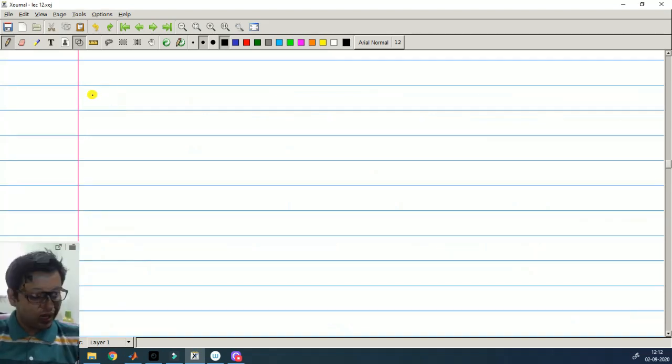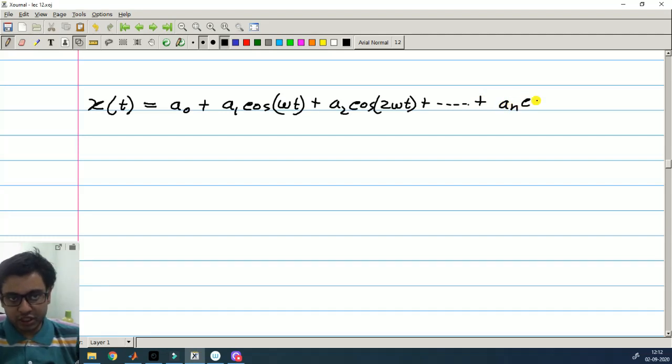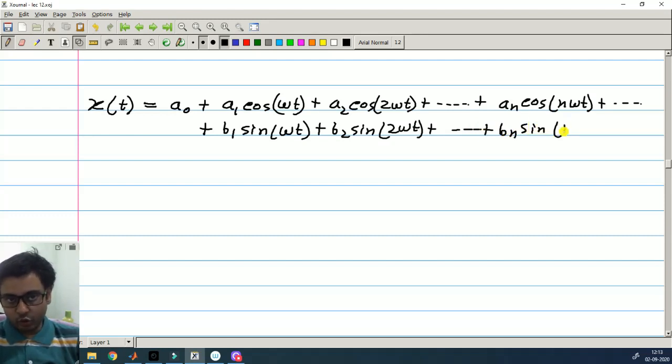Okay, and then we write x of t as a0 plus a1 cosine omega t plus a2 cosine 2 omega t plus an cosine n omega t and so on, plus b1 sine omega t plus b2 sine 2 omega t plus bn sine n omega t and so on.